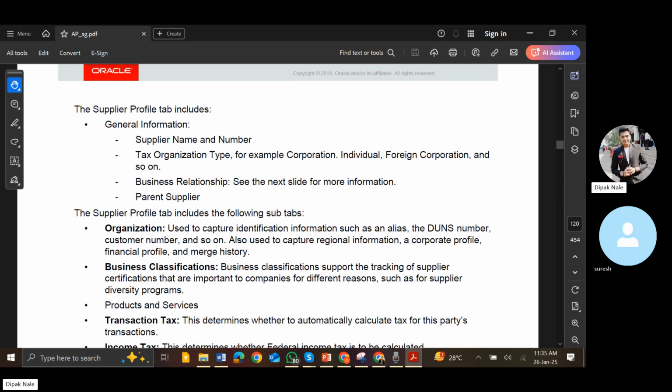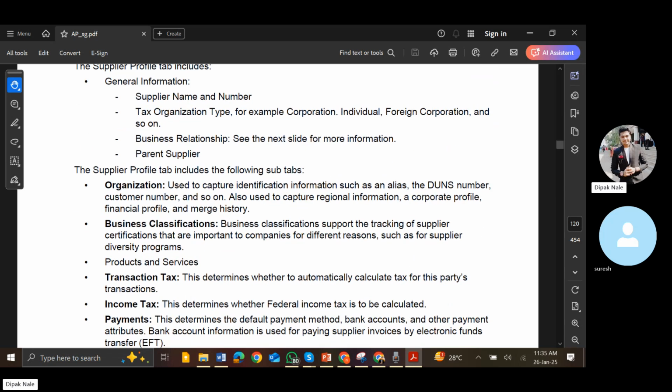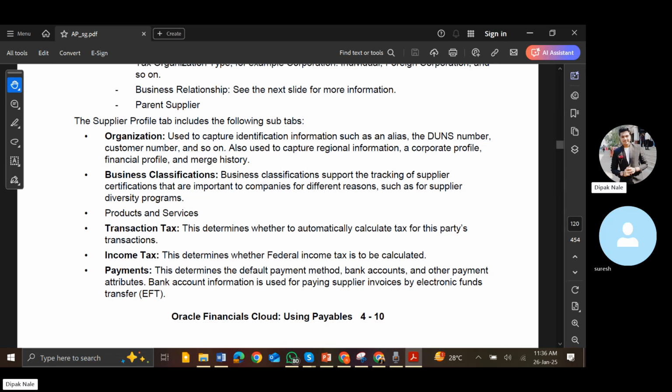Parent supplier. The supplier profile tab includes the following subtabs. Organization, used to capture identification information such as the D-U-N-S numbers, customer numbers, and so on. Also used to capture regional information, a corporate profile, financial profile, and merge history. Then business classification. Okay, these are all okay.